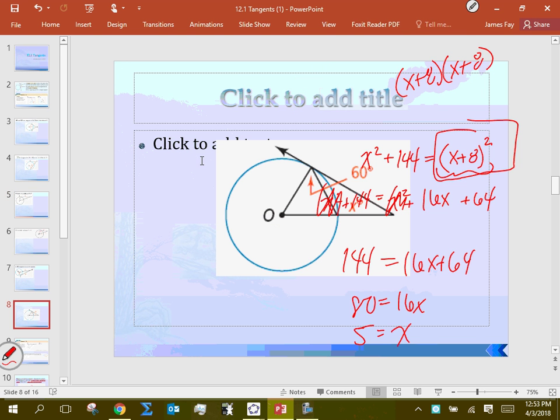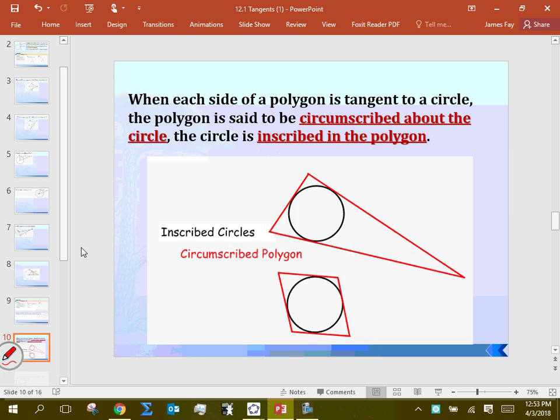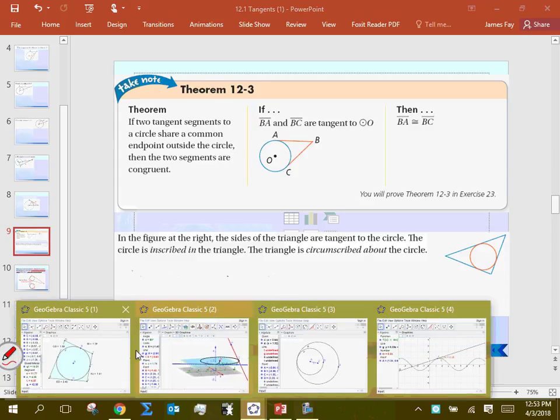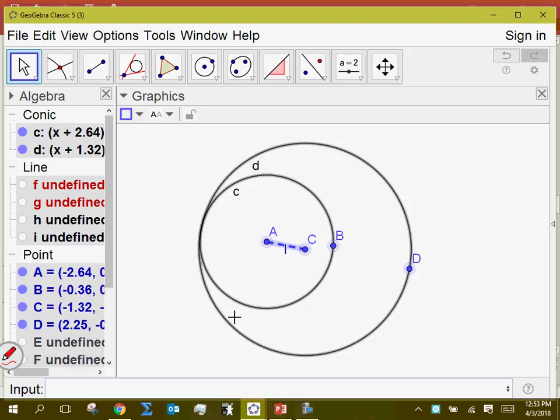Let's see here. All right. This says if two tangent segments to a circle share a common endpoint outside the circle, then the two segments are congruent. Okay. Walking you through that. This is very, very simple.